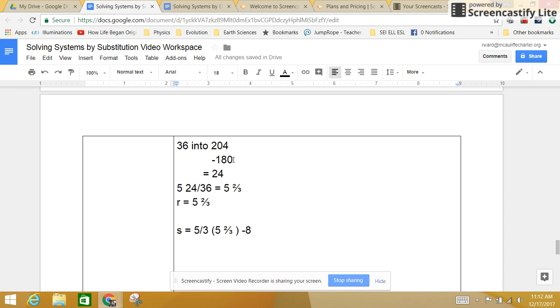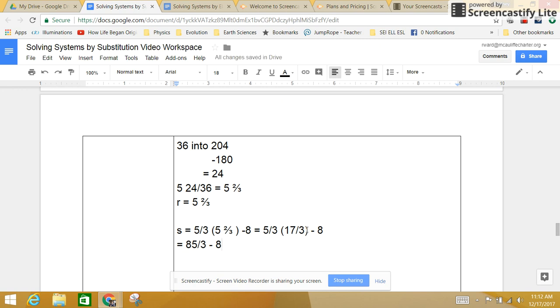Okay. Now my next step is, I'm going to turn 5 and 2/3 into a top-heavy fraction. Remember, I told you that's the easier way to deal with things a lot of times. So I'm going to turn that into an improper fraction. 3 times 5 is 15, plus 2 is 17. So I get 17 over 3, and that's minus 8. And then that's going to equal 5/3 times 17/3. 5 times 17 is 85 over 3 minus 8.